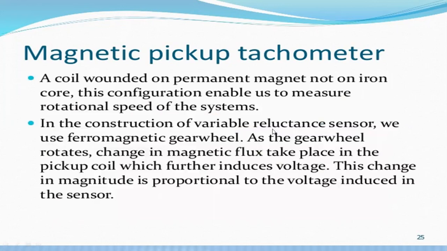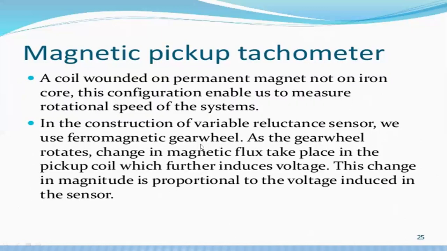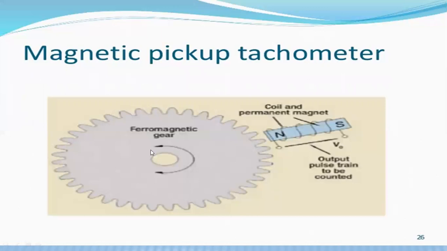In the construction of variable reluctance sensors, we use a ferromagnetic gear wheel. As the gear wheel rotates, a change in magnetic flux takes place in the pickup coil, which further induces voltage. This change in magnitude is proportional to the voltage induced in the sensor. So we take a ferromagnetic gear wheel, and it rotates. A sensor is placed between the ferromagnetic wheel and the magnetic coil.